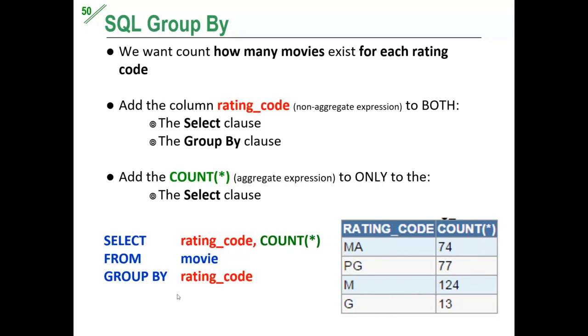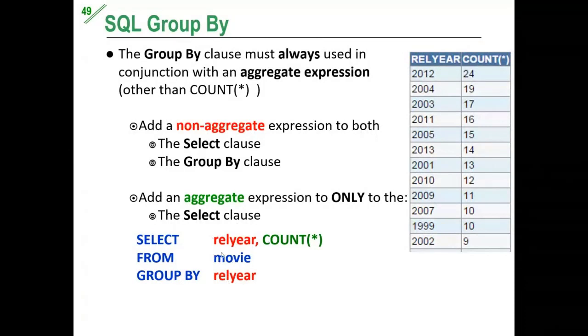So always, you need to put the non-aggregate expression in the group by clause. Here the non-aggregate expression is rating code, so the group by clause is also rating code. In the earlier example, the non-aggregate expression was release year, so the group by clause was release year.